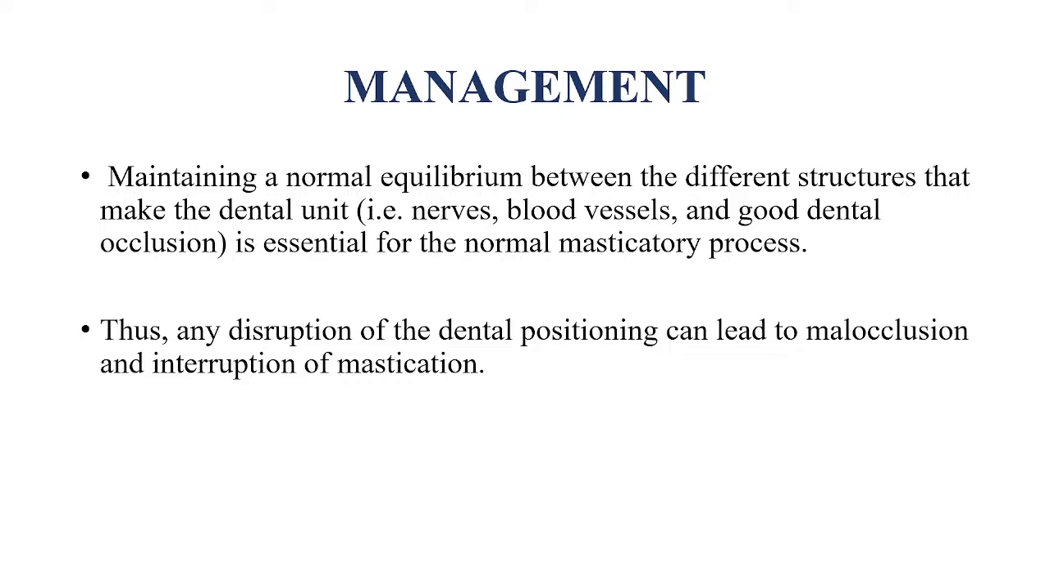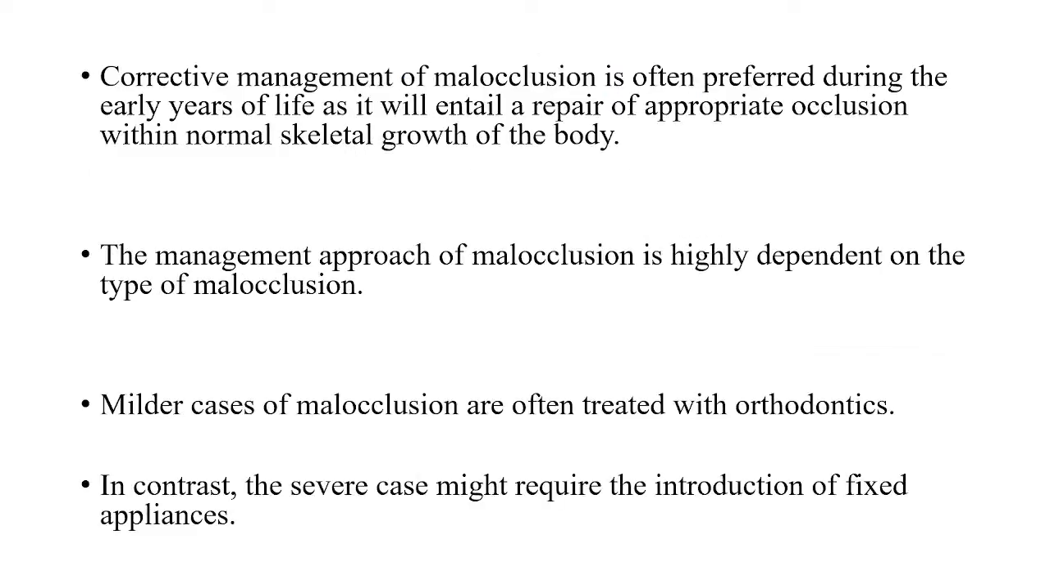Or the patient has some syndromes. Few syndromes like cleidocranial dysplasia, cleft lip and palate, all of these will have some kinds of malocclusion. So maintaining a normal equilibrium between the different structures that make the dental unit is essential for the normal masticatory process. Thus, any disruption of dental positioning can lead to malocclusion and interruption of mastication. Corrective management of malocclusion is often preferred during the early years of life as it will entail a repair of appropriate occlusion within normal skeletal growth of the body.